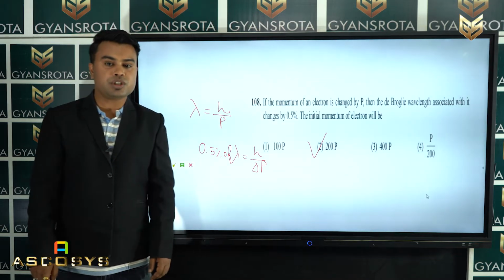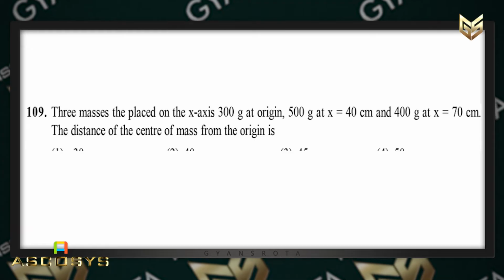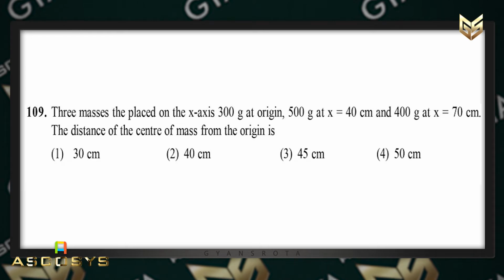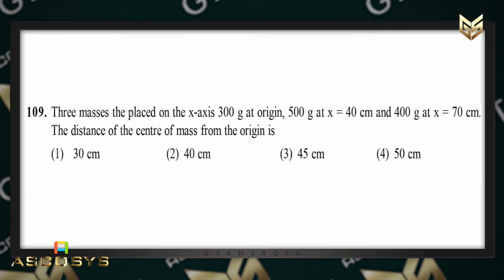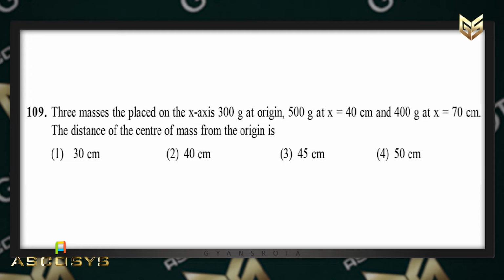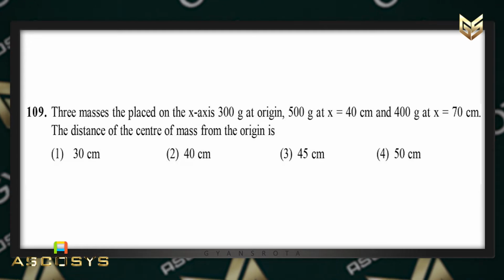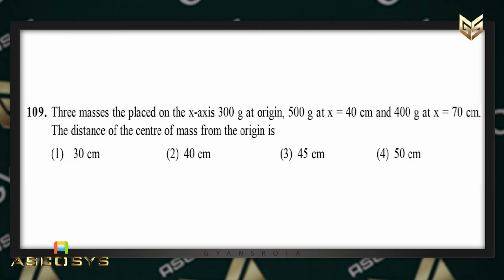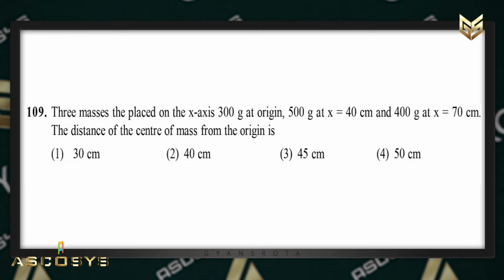Now let us move to the next question, that is question number 109. Three masses are placed on the axis: 300 gram at origin, 50 gram at x equals 40 centimeter, and 400 gram at x equals 70 centimeter. The distance of the center of mass from the origin is.